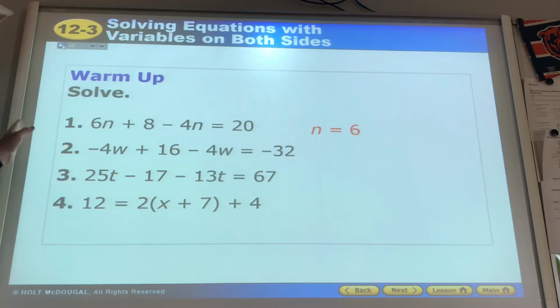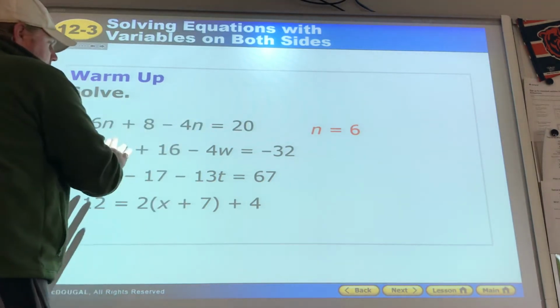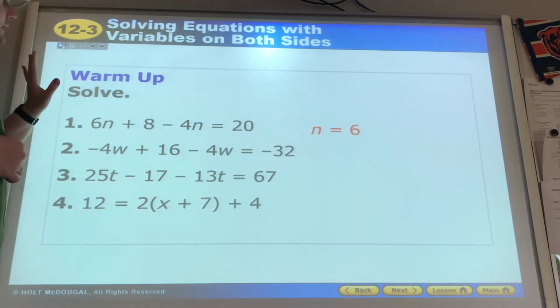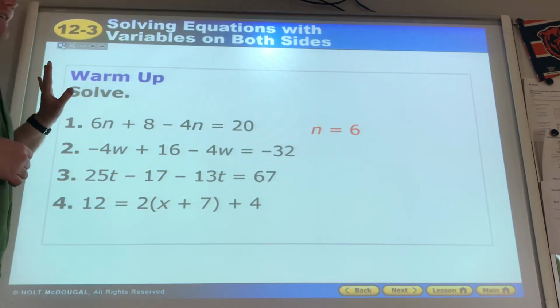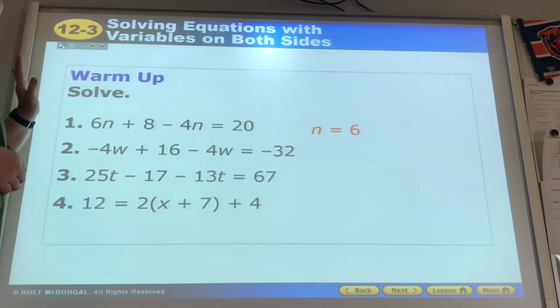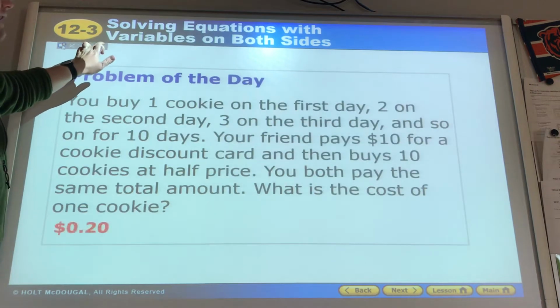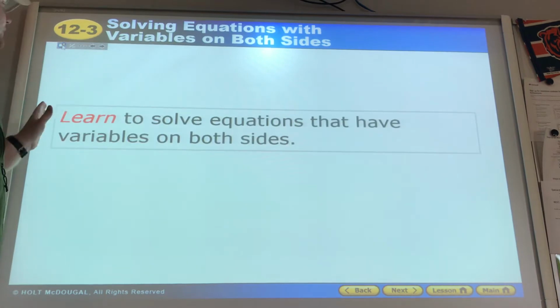Okay? Remember, look at this side, combine like terms, then do everything normal. Today, the new thing we're going to add is that there are now going to be variables on both sides of the equation. Alright? It doesn't make it much harder. It just adds something you've got to look for. Learn to solve equations that have variables on both sides.